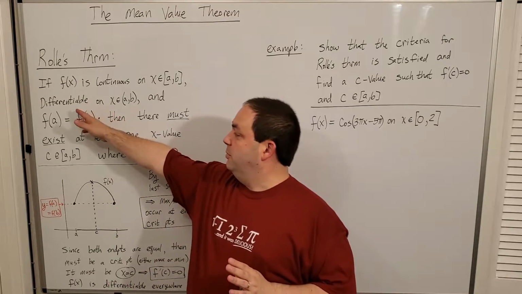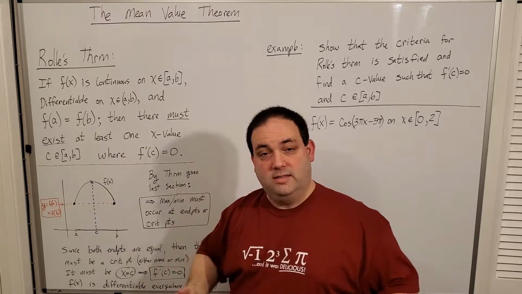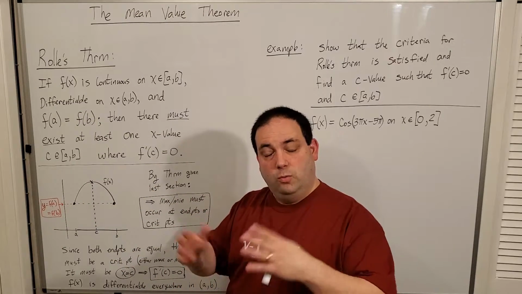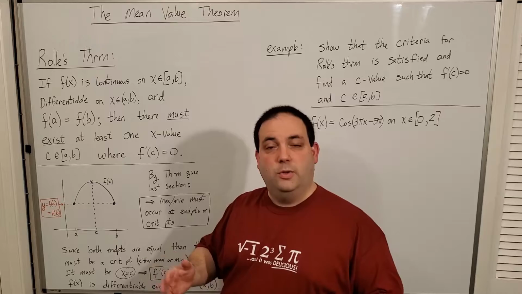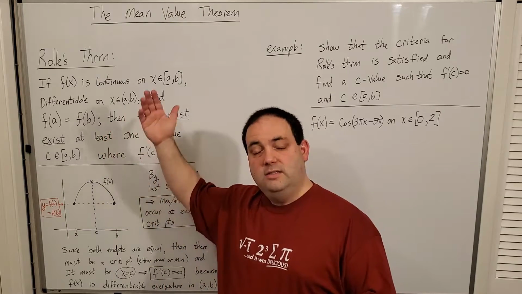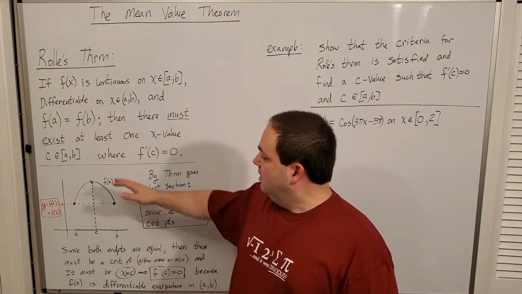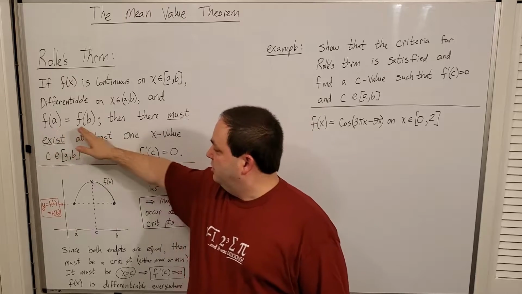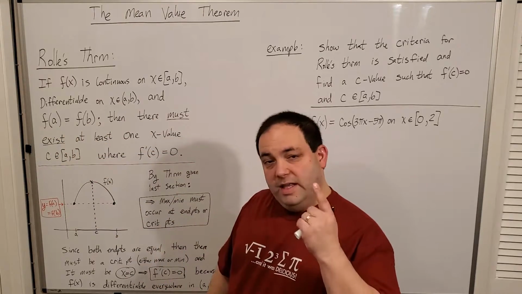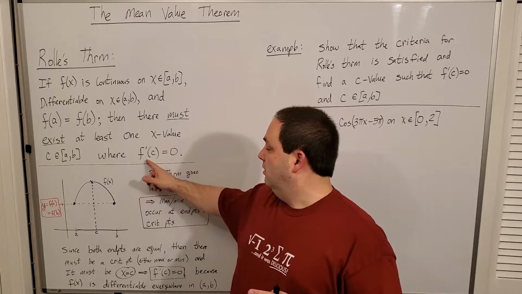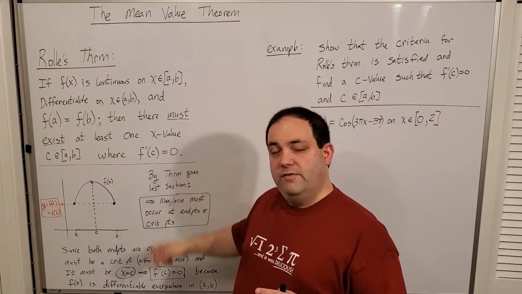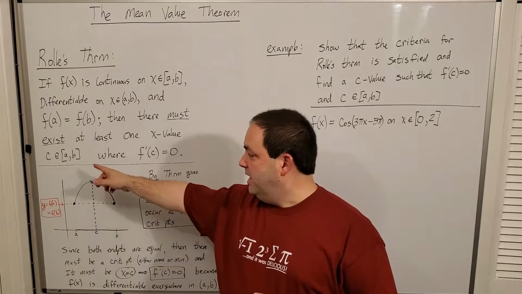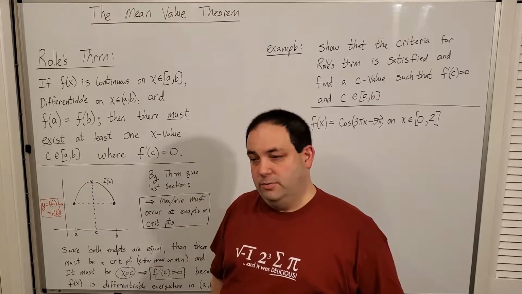Because it said differentiable everywhere, right? So it won't have a cusp somewhere in between. It won't have a break anywhere in between because it's continuous and differentiable. Okay, but if the two endpoints are equal, then there has to be at least one critical number where the derivative is equal to zero in between A and B. That's what Rolle's theorem says.